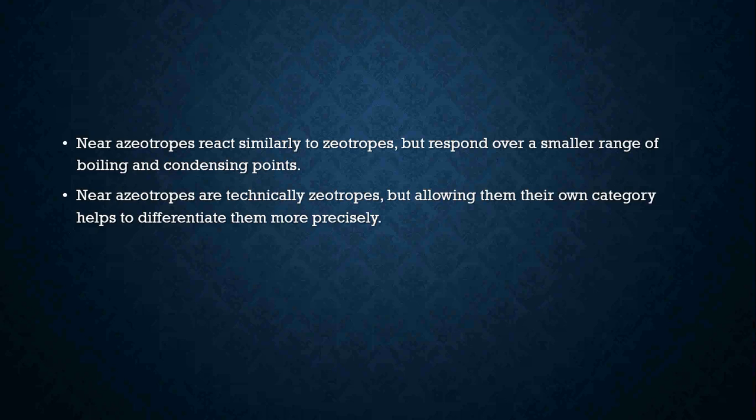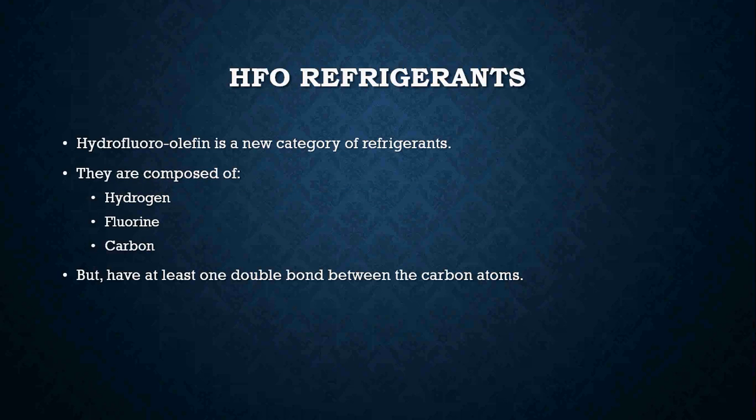Near zeotropes react similarly to zeotropes but respond over a smaller range of boiling and condensing points. Near azeotropes are technically zeotropes, but allowing them their own category helps to differentiate them more precisely.